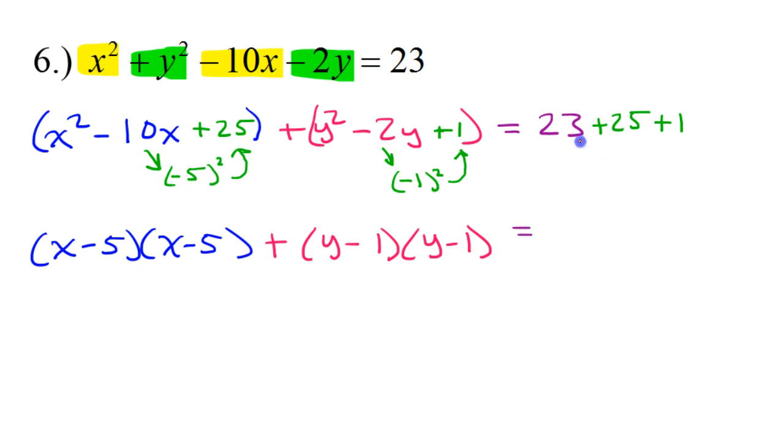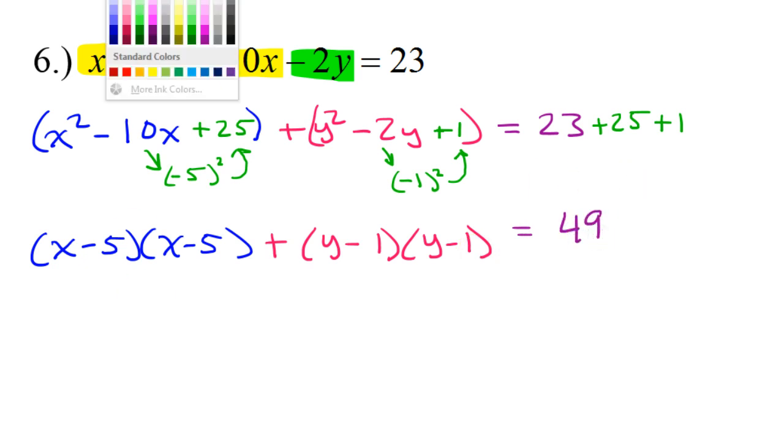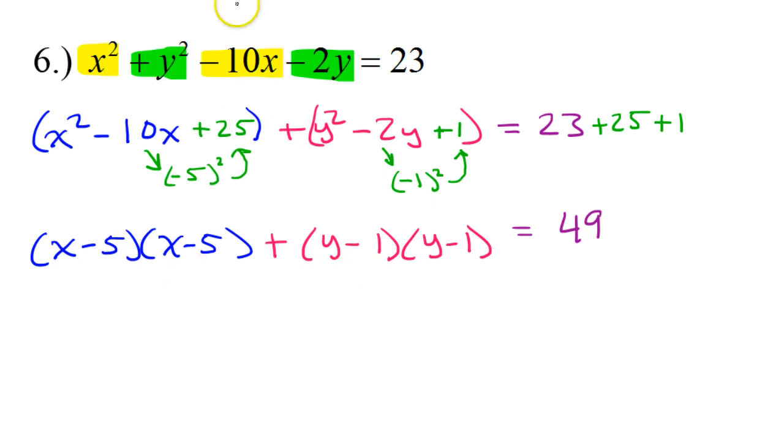And this is all equal to 49. Okay, so when I put this all together, for the x part, I have x minus 5 squared. And then for the y part, I have y minus 1 squared, and all of this is equal to 49.